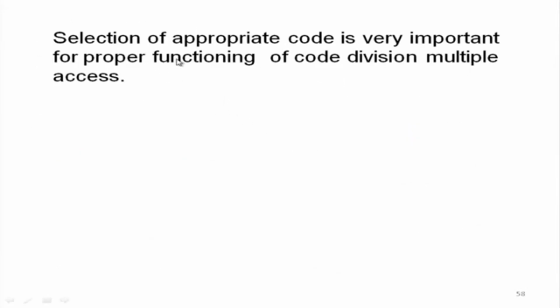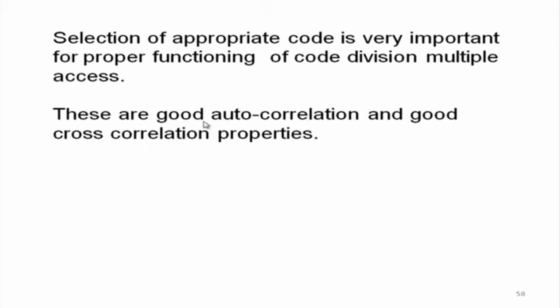The selection of the appropriate code is very important for the proper functioning of code division multiple access. It should have good auto correlation property and good cross correlation property. So when another code is falling over it, your detection should not get disturbed.